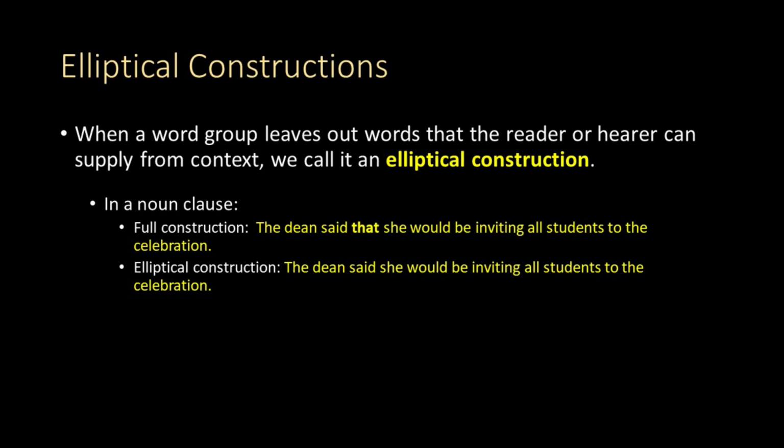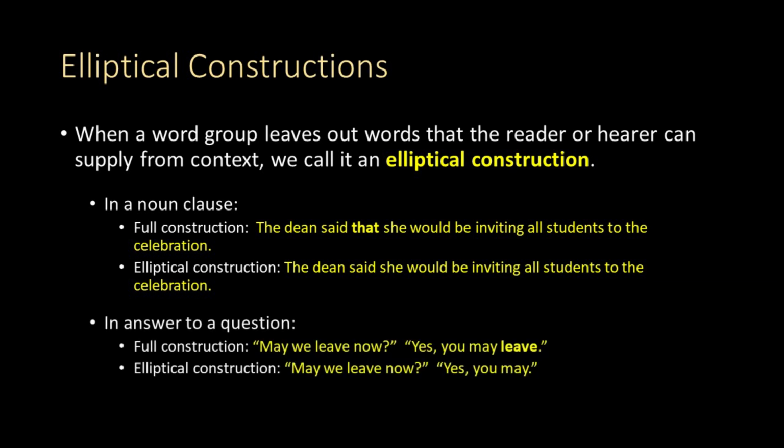For example, we might have a full construction that would read this way: The dean said that she would be inviting all students to the celebration. But in elliptical form, it would read: The dean said she would be inviting all students to the celebration. Other common uses of elliptical constructions appear in conversation when one answers a question by a sentence composed of only a subject and a modal verb, the main verb being understood.